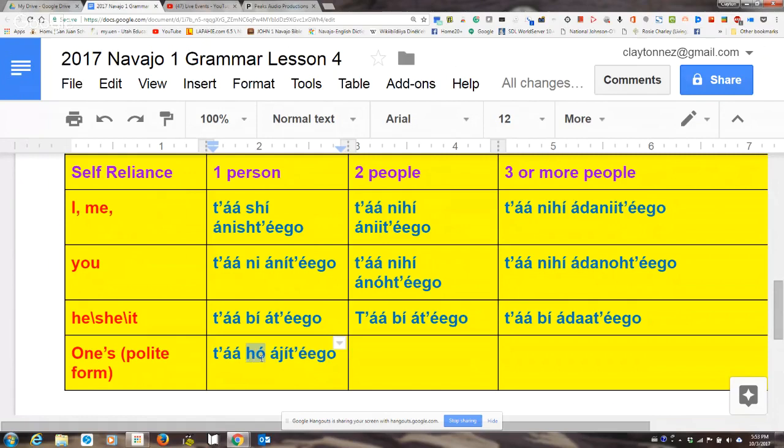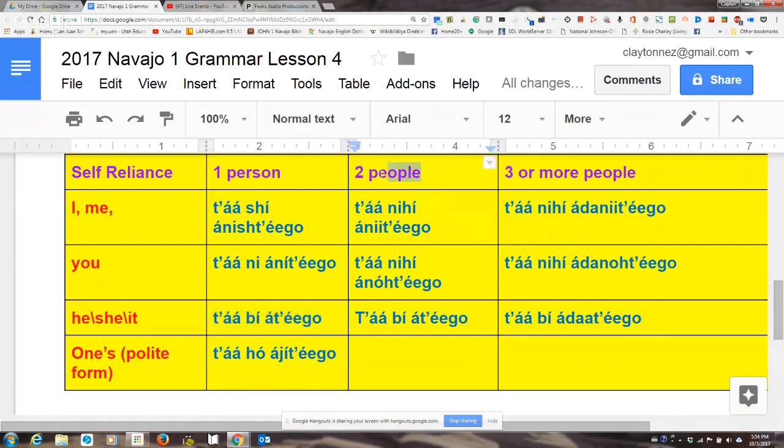And for this ahojit ego, the polite form, if it applies to me, it would be ashe anst ego, when I'm self-reliant. And then anne ego, when you're self-reliant, when you depend on yourself. And abe at ego could be he, she, or it. Be refers to he, she, or it. Now we go to the second column.